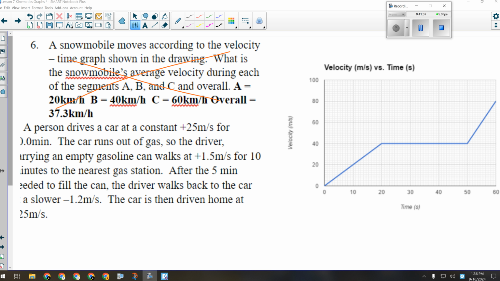Okay, last year, did we learn this formula? Okay, does that calculate average acceleration? It does. It doesn't say average acceleration, but it is. Okay, what's my final velocity according to that graph? 80 meters per second.